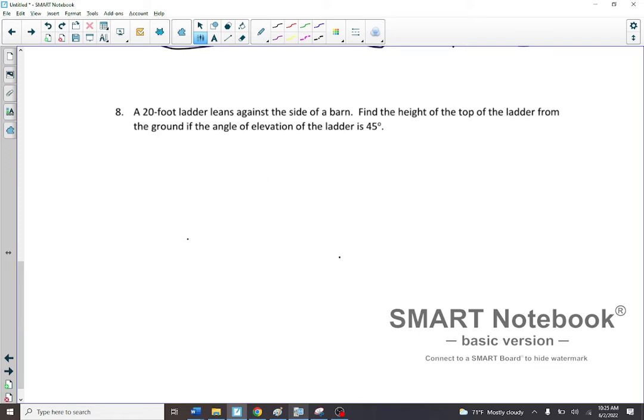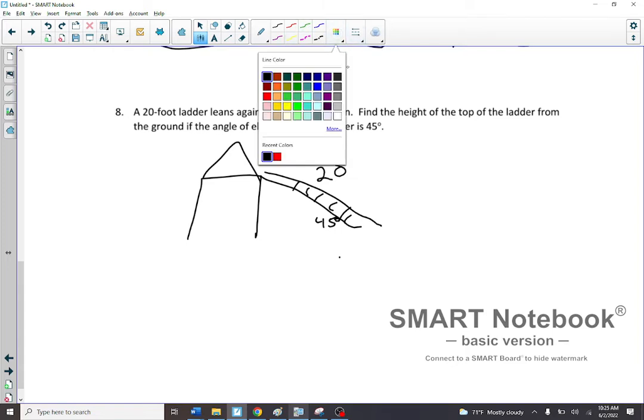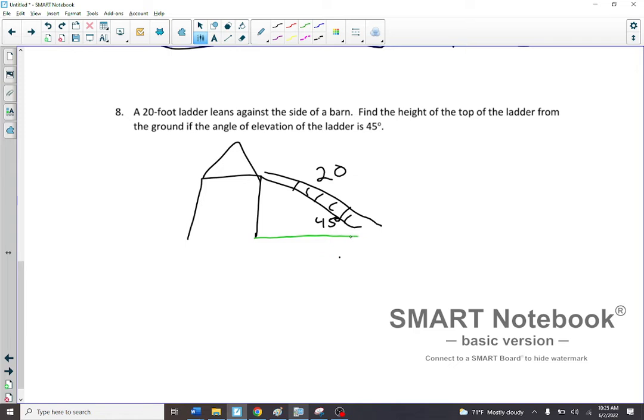A 20-foot ladder sits on the barn. So 20-foot ladder over here. Angle of elevation is 45 degrees. Keep in mind, angle of elevation is from the ground up. Angle of depression would be from the top down. Find the height of the top of the ladder. So we want to figure out what's here.